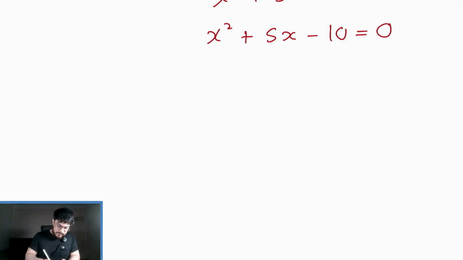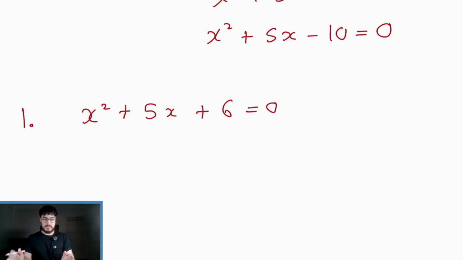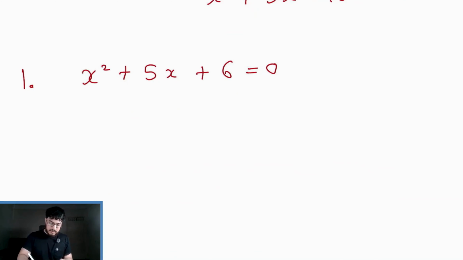So we have example 1. This is going to be x squared plus 5x plus 6 is equal to 0. So we're starting off easy. We've got the ideal situation. What we want to do is look for two numbers that multiply to make 6 but add together in some capacity to make 5, which is the number in front of our x.